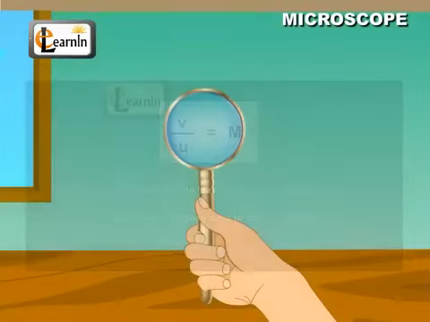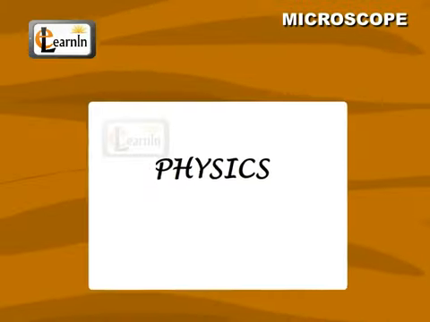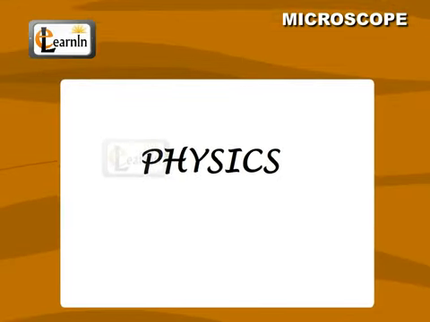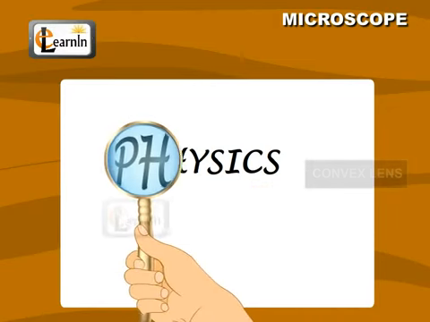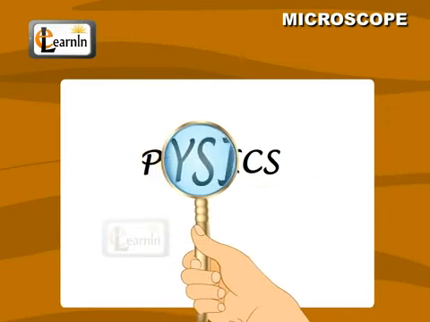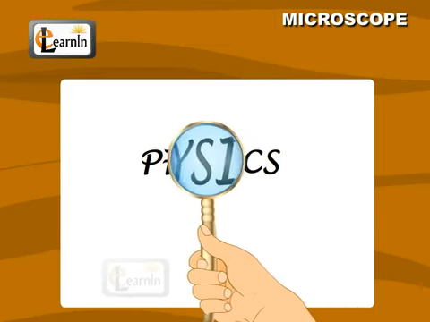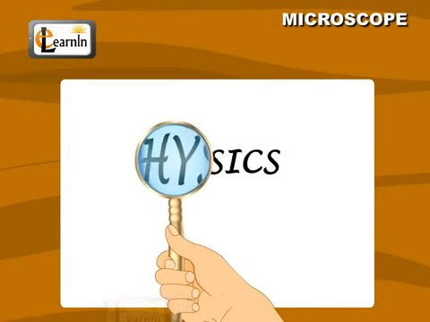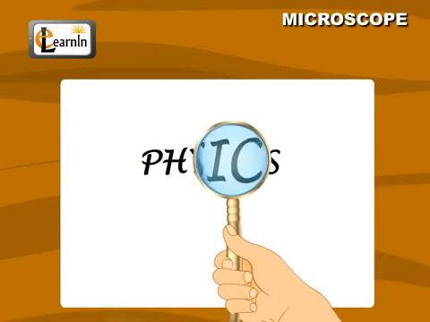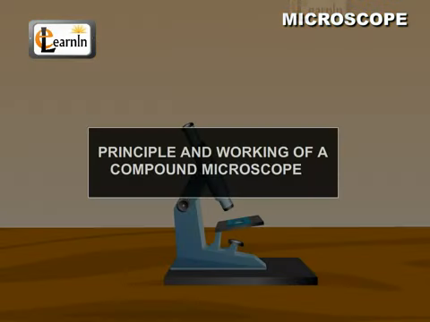Now, let's see the convex lens as a magnifier. Write the word physics on a white sheet of paper. Now, take a convex lens and adjust the distance between the word on the paper and the lens suitably so that the letters of the word physics appear big. Hence, a convex lens is also called a simple microscope.